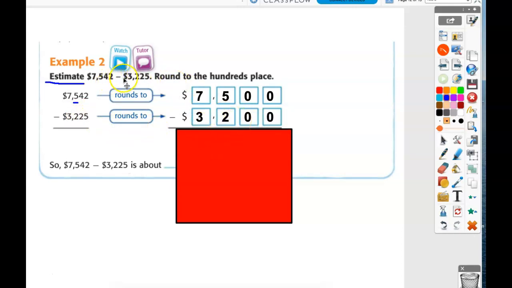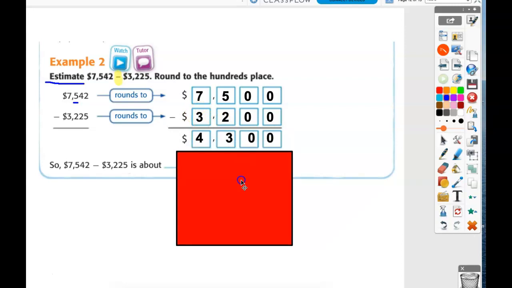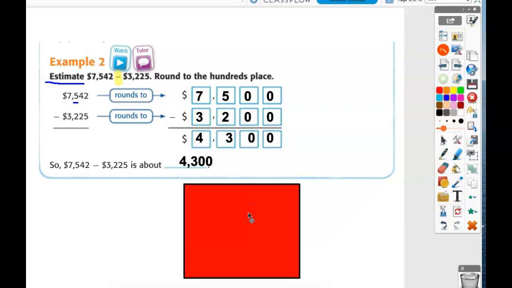Now, this is a subtraction problem. Boys and girls, what I'm telling you, whenever I do any type of addition or subtraction, I always make sure I highlight what I'm doing because it is so easy to mess up. Once you have your numbers rounded, it's a very simple subtraction problem. 7,500 minus 3,200. Well, if you said 4,300, good job. And because we're talking about money, don't forget to put your dollar sign here.